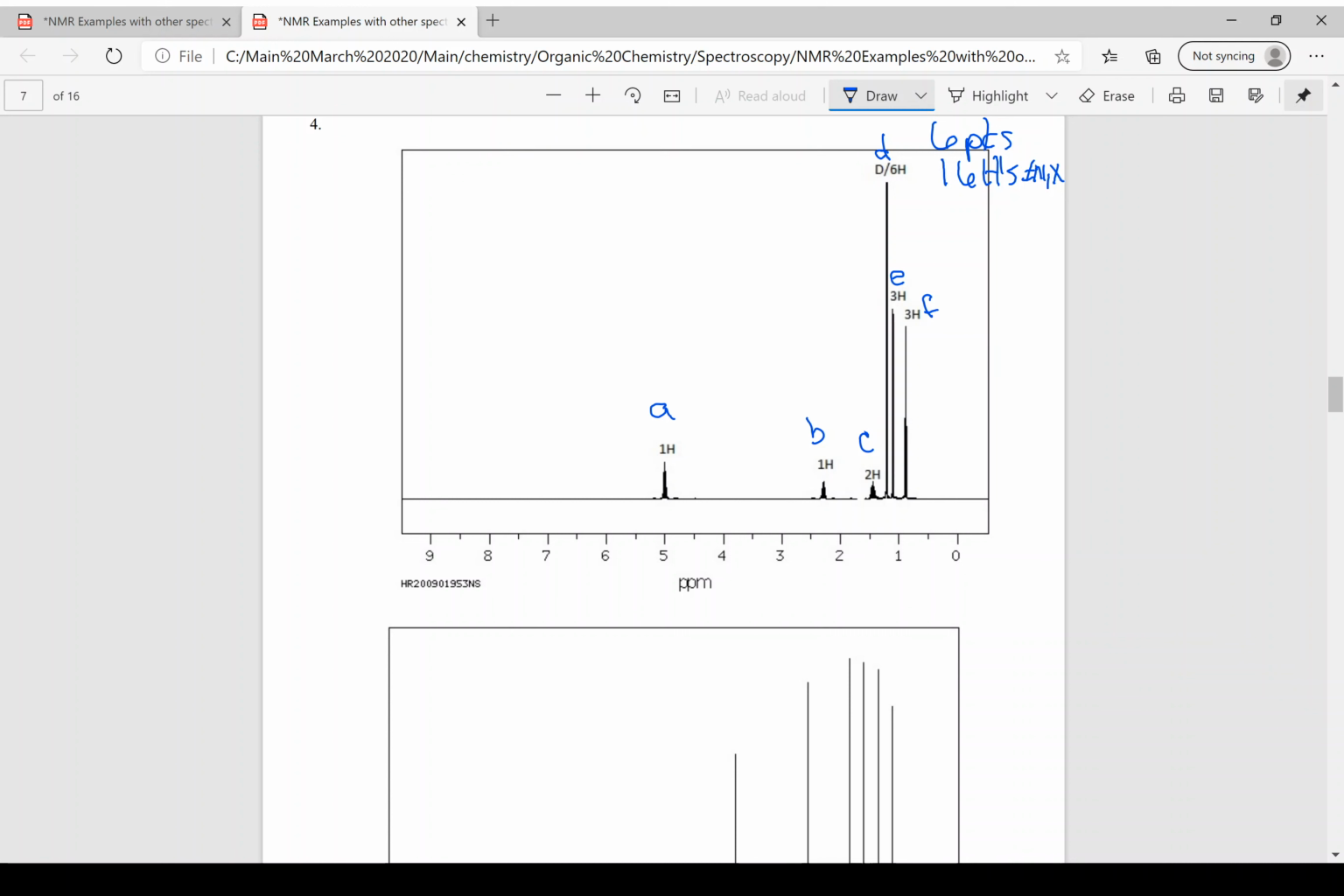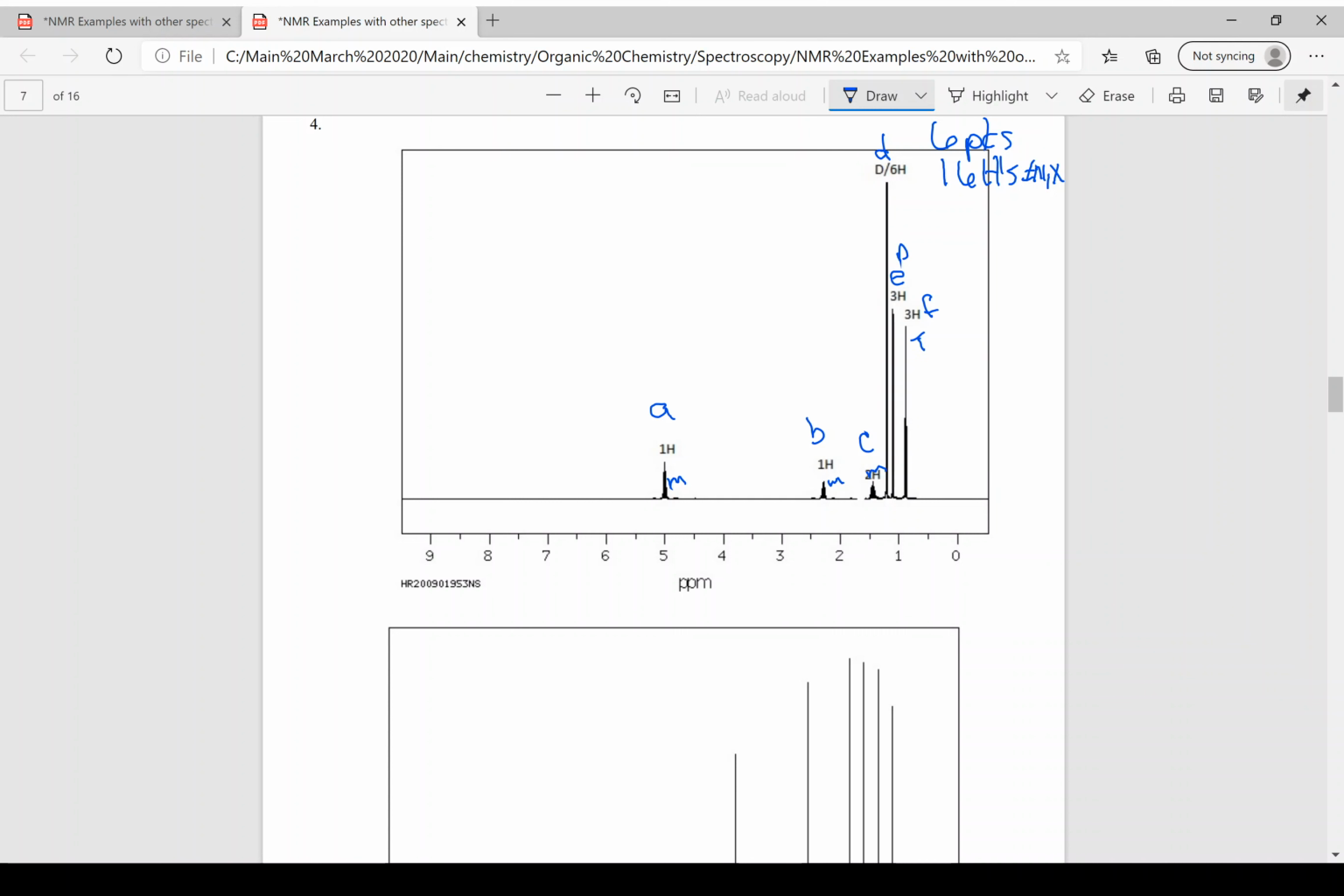All right, and then let's start putting some numbers and some splitting patterns. Let's start with this one at 5. I'm just not sure. I'm seeing maybe a hint of a quartet in there, but I'm not sure, so I'm just going to say multiplet on that one. Well, that's definitely a multiplet, and that's definitely a multiplet. That looks like a doublet. This one looks like a doublet, and that one looks like a triplet.